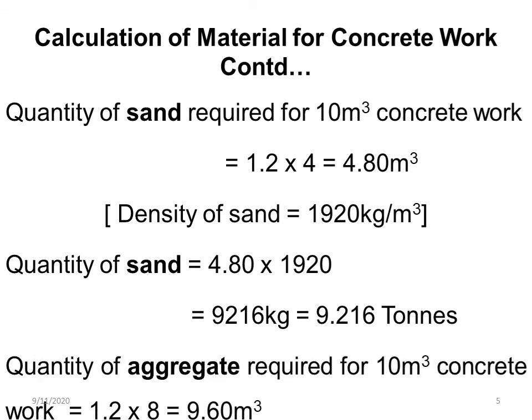Next, we will move to calculate the aggregate. Quantity of aggregate is equal to 1.2, the quantity of cement, into proportion of aggregate, which is 8. So, multiply with that proportional value, 1.2 into 8 becomes 9.60 m3 of aggregate required for making 10 m3 concrete.